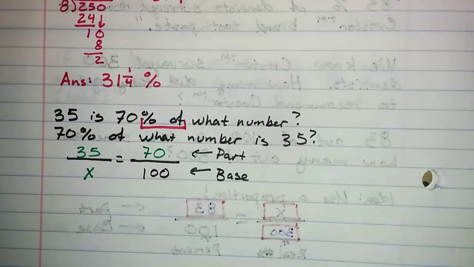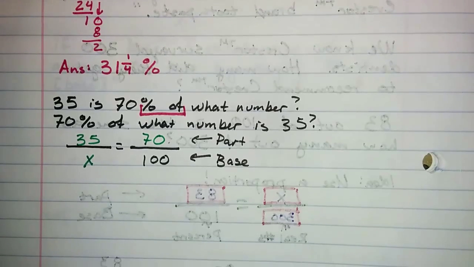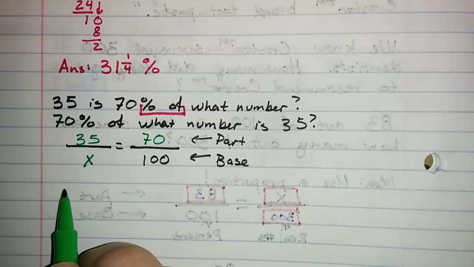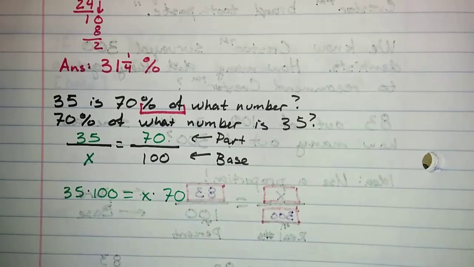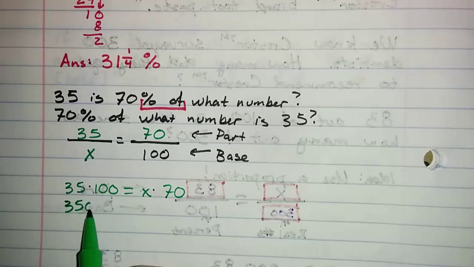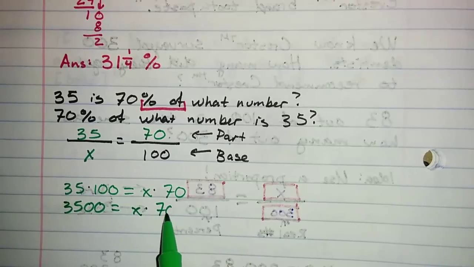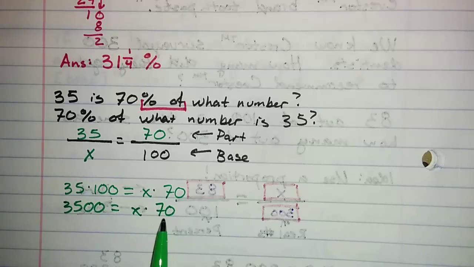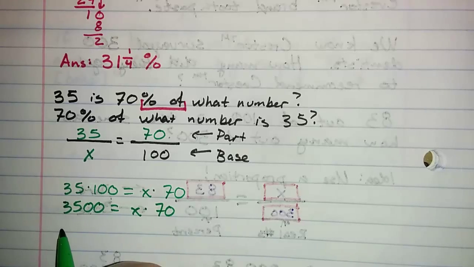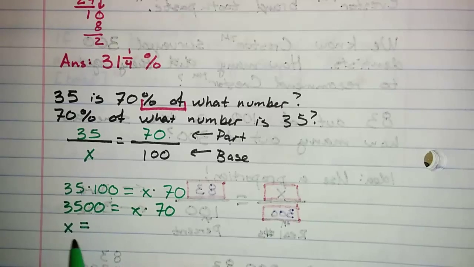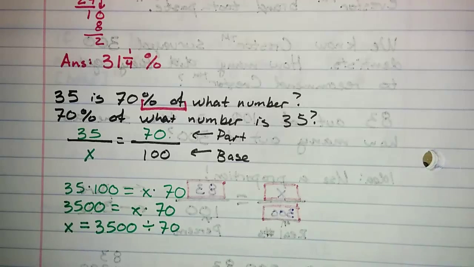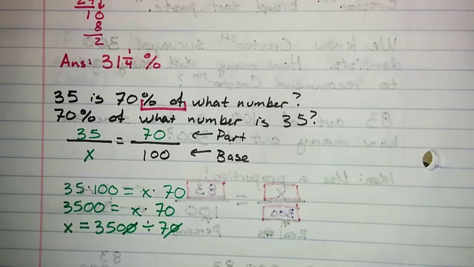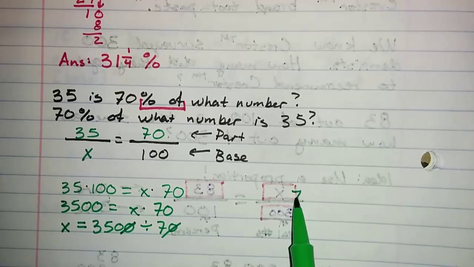Now what should we do? It should come as no surprise. We cross multiply. 35 times 100 is x times 70. 3,500 is x times 70. So we want to say what times 70 gives me 3,500. That's the same as saying what is 3,500 divided by 70. Again, taking advantage of what I know about decimal division, this is the same as 350 divided by 7.